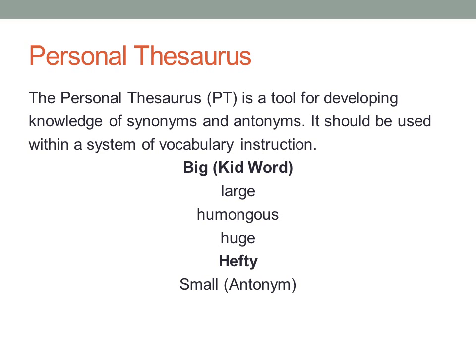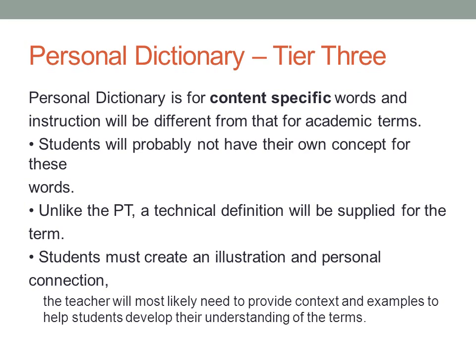The Personal Thesaurus is a tool for developing knowledge of synonyms and antonyms. It should be used within a system of vocabulary instruction. So the kids' word was big here. The vocabulary word that they saw in a text was hefty, and they came up with other synonyms to go with that kid word big. And then, of course, the antonym for this was small. That's kind of what it looks like when it plays out.